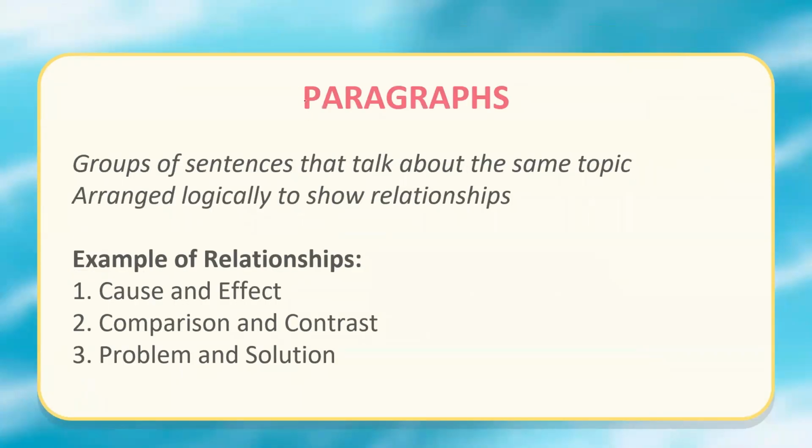Just a review, what are paragraphs exactly? Paragraphs are groups of sentences that talk about the same topic. They are arranged logically to show relationships among the topics within the paragraph. Here are examples of relationships. Number 1, we have cause and effect. Number 2, we have comparison and contrast. And number 3, problem and solution.